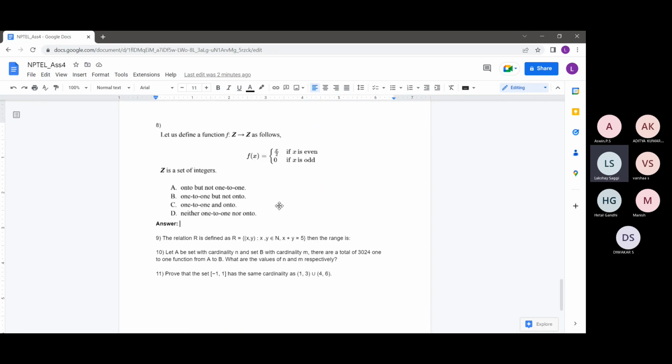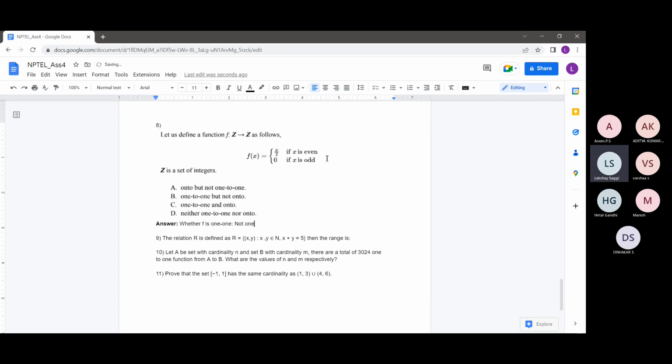Now we need to find whether it is 1-1 or onto and so on. So let's start checking properties one by one, whether f is 1-1. I think this is quite straightforward. For 1-1, we need every input to take a unique value, and we can easily see that f of x takes the value 0 if x is odd. So for all odd numbers it takes the value 0.